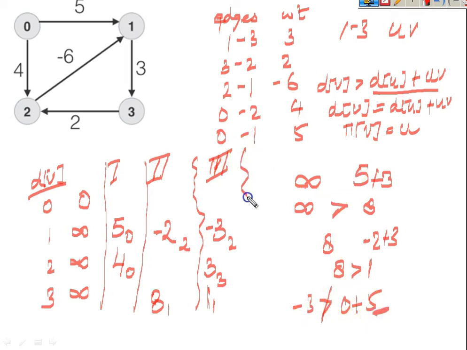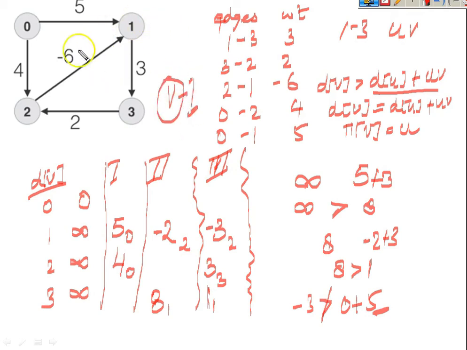Now because we are reaching the third iteration, and in the graph we have 4 vertices, that means we must have got the answer in the third iteration, because it is given in the algorithm that we need to do only v minus 1 iterations, where v is the number of vertices.